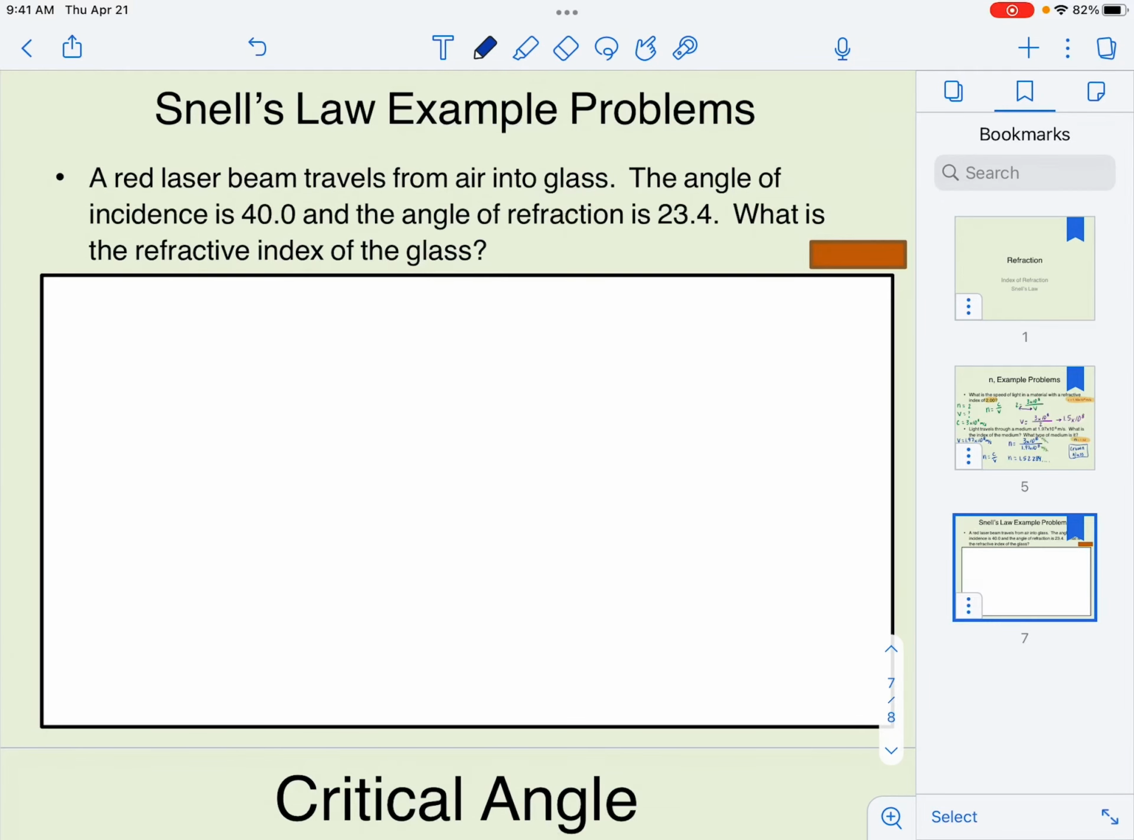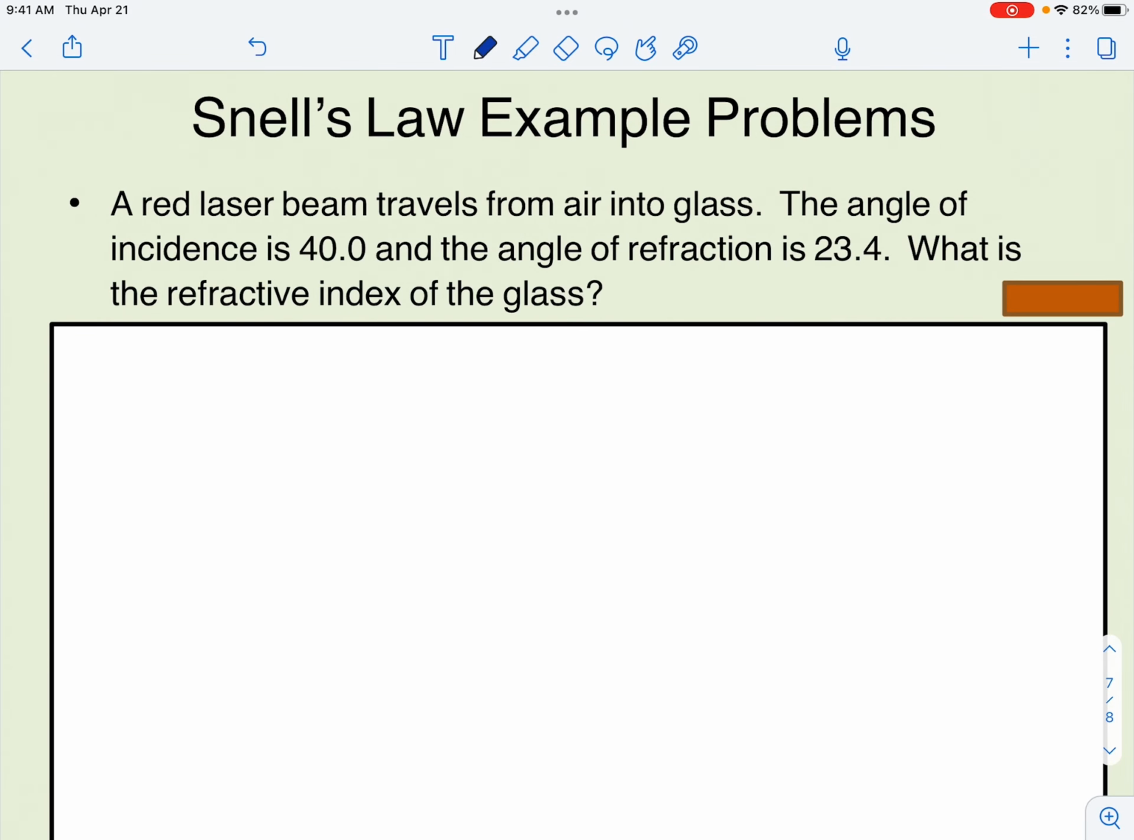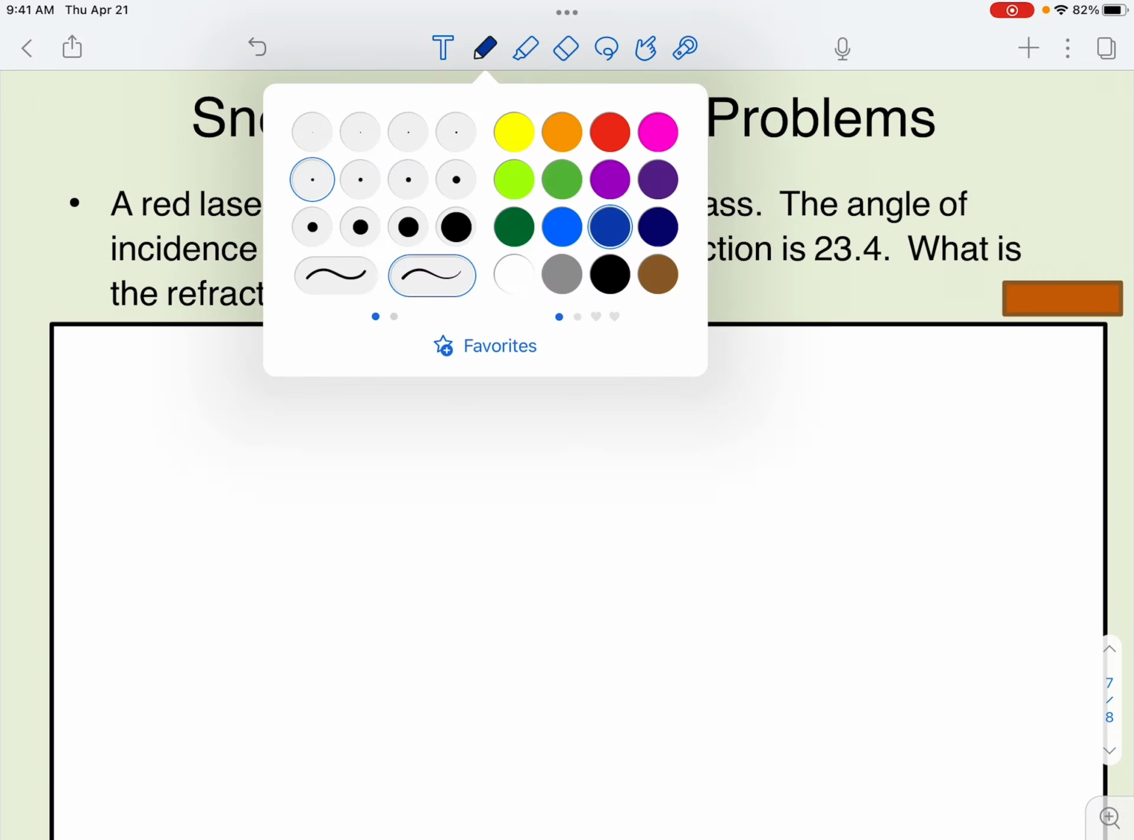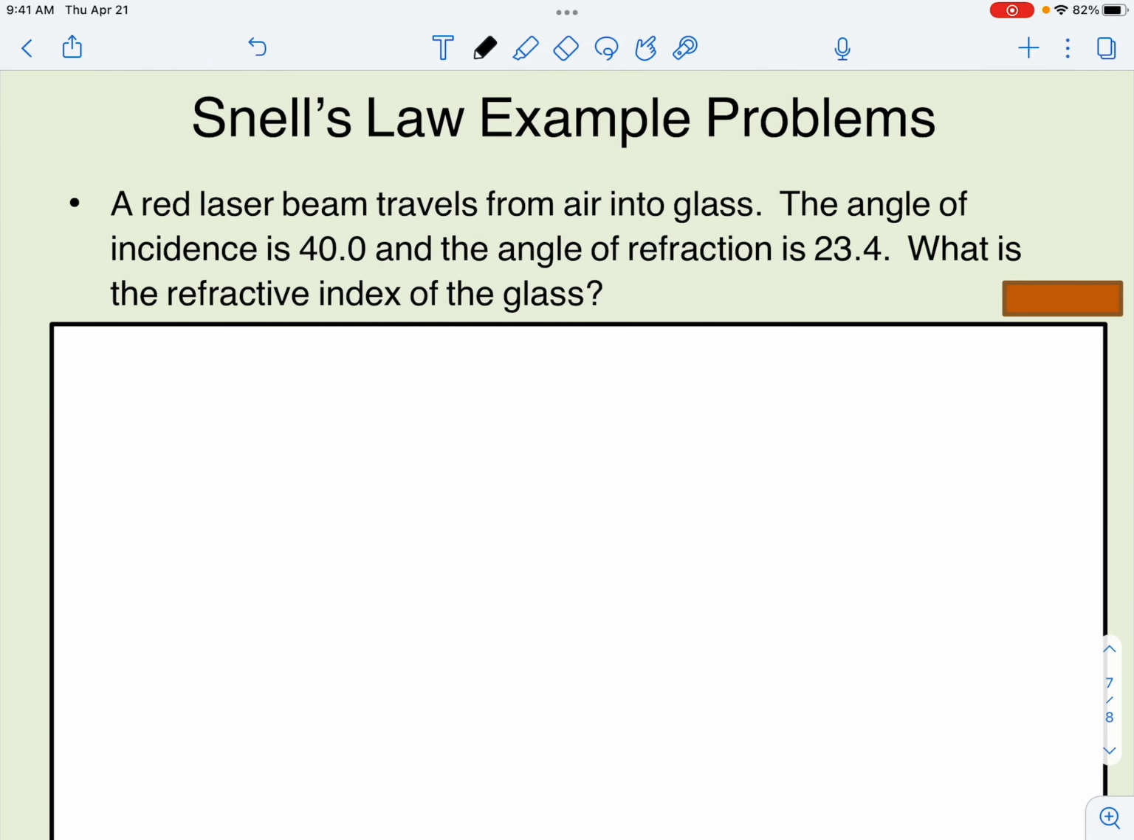All right, let's go ahead and do our next examples. So here it says that we have a red laser beam and it travels from air into glass. The angle of incidence is 40 degrees and the angle of refraction is 23.4 degrees. What is the refractive index of the glass?